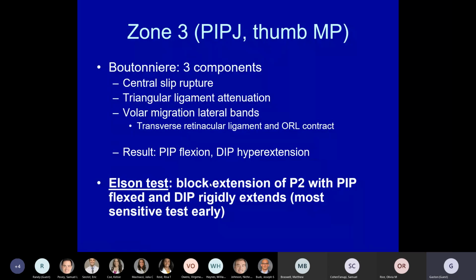I don't know if y'all can see me or not on my screen, but I'll try to show you this. If you flex your PIPs and try to extend your DIPs, you notice you can't touch the tips of your fingernails together. If you had a central slip injury, that side would go straight because now you can't pull through your central slip. And so all the pull is through your terminal tendon. So your DIP joint would go into extension. So that's what the Elson test is. Block extension of P2, and they're actively trying to extend their PIP, and their DIP joint would go into rigid extension if they had a central slip injury. Otherwise, it's supple. You can do it on yourself. If you passively flex your PIP joint fully and try to extend against it, you'll notice your DIP is floppy.